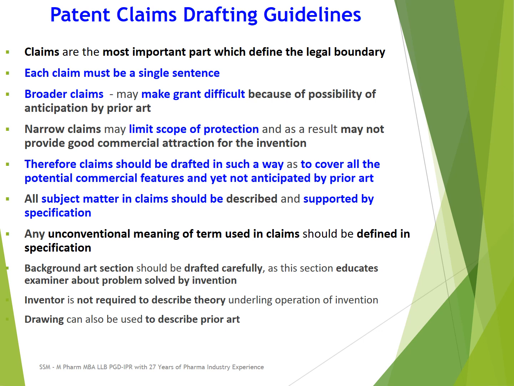Inventor is not required to describe the theory underlying the operation of the invention. So he need not mention the detailed theory behind the invention. He has to mention the invention in detail, the practical part. All detail he has to mention with examples. And drawings can also be used to describe the prior art. Instead of using text, somebody can also use a drawing to explain the prior art related to the invention.